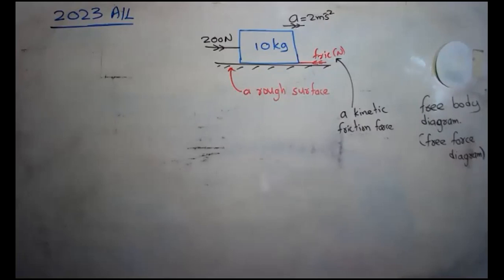Who would like to read the questions once again? Another student, please help. One student helped us. Another one, please read all the questions. Find the friction force acting on the object. Second question. What is the size of the normal reaction force given by the surface to the object? Third question, draw the free body diagram of the object. Fourth question, calculate the coefficient of kinetic friction.